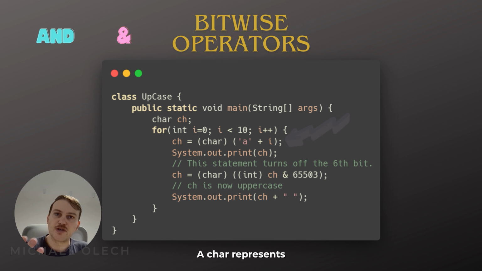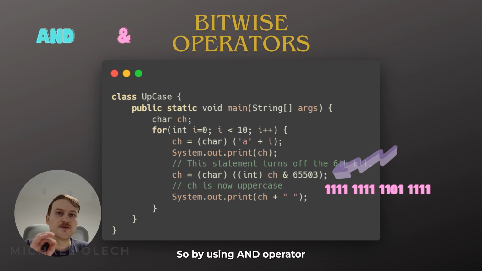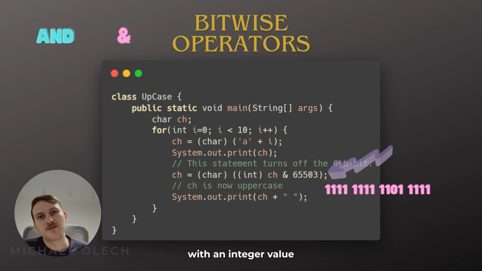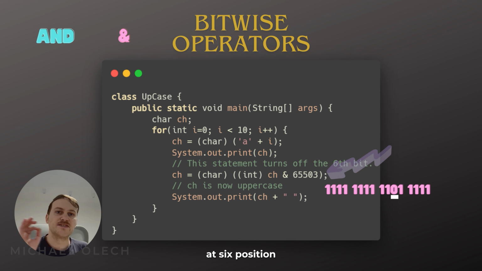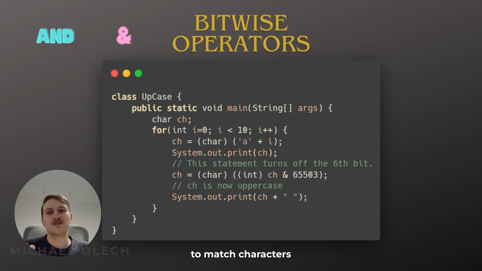A char represents a single 16-bit Unicode character in Java, so by using the AND operator with an integer value that has 0 at the 6th position and 1 at the rest, we will turn this position to 0 and leave the rest unchanged. This will lower the integer value to match the characters of the uppercase version.